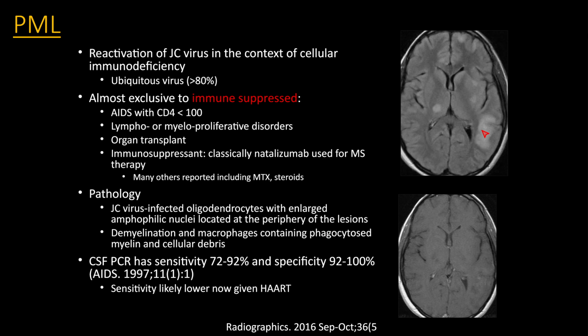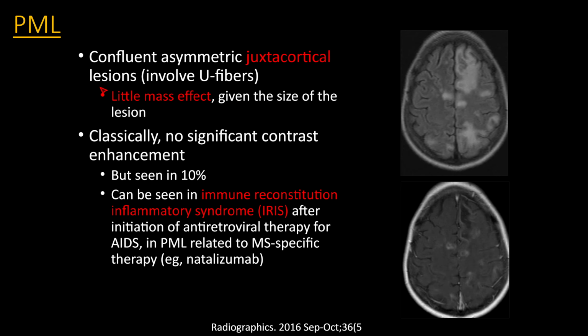So here's a particular case of a PML where you have a juxtacortical lesion, very confluent looking as compared to most of the lesions we saw before, and it's not enhancing. As I alluded to, the highlight of the imaging features in PML is confluent asymmetric juxtacortical lesions. Juxtacortical lesions are lesions that obviously touch the cortex, and another way of saying that is that they involve U fibers. U fibers are the white matter immediately deep to the cortex that communicate between different parts of the adjacent cortex.